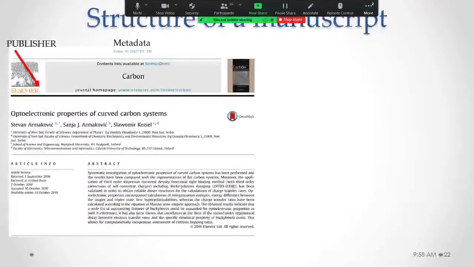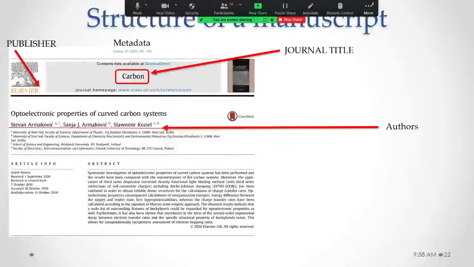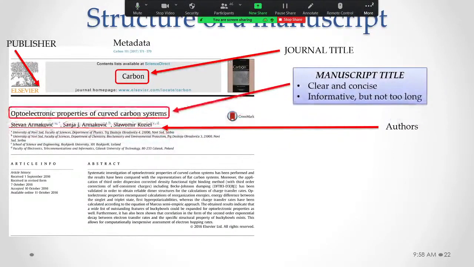Elsevier is one of the most famous publishers of scientific articles. So here is the information about the publisher. This is the name of the journal. This is the journal title. So it is the Carbon journal. It covers various aspects of organic materials, nanomaterials, and organic molecular structures. These are the authors. And you can see this is the title of the manuscript.